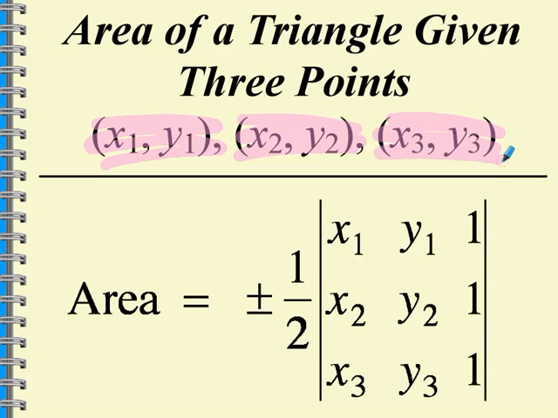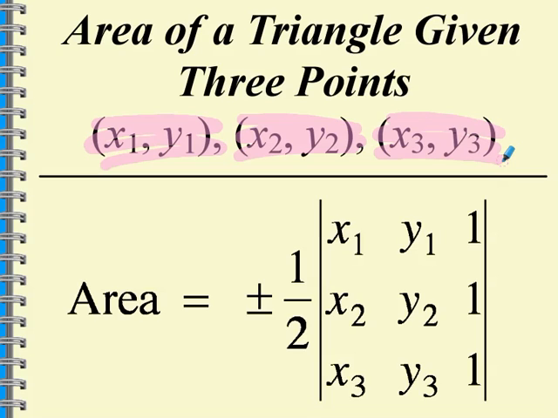Okay, the area equals plus or minus 1/2. Why does it say plus or minus? Because sometimes the determinant will be negative. If the determinant here is negative, I'm going to use a negative 1/2. If the determinant here is positive, I'm going to use a positive 1/2 so that my area answer is always positive.